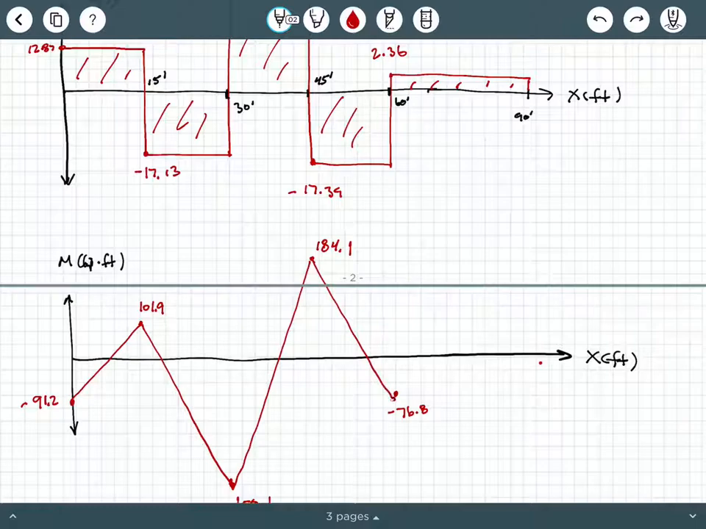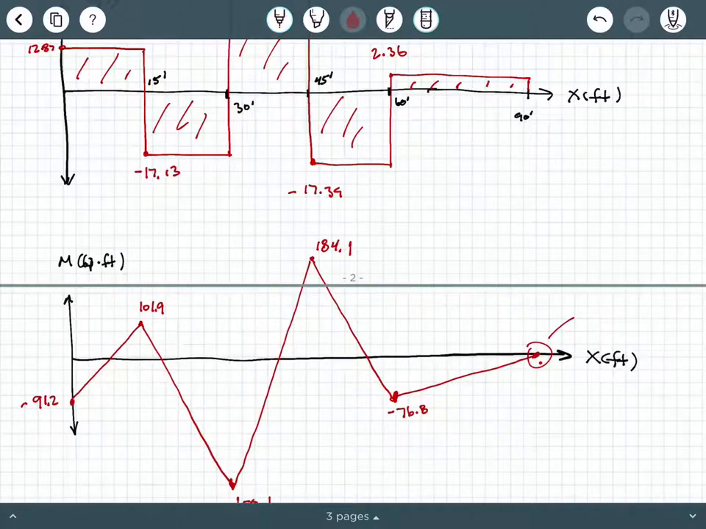All of these are linear segments. So we have a constant shear diagram. And then we're going to say plus 2.36 times 30 feet. And so here's what happens. It actually takes us, it's supposed to take us to 0, but I have a 6 kip foot discrepancy.